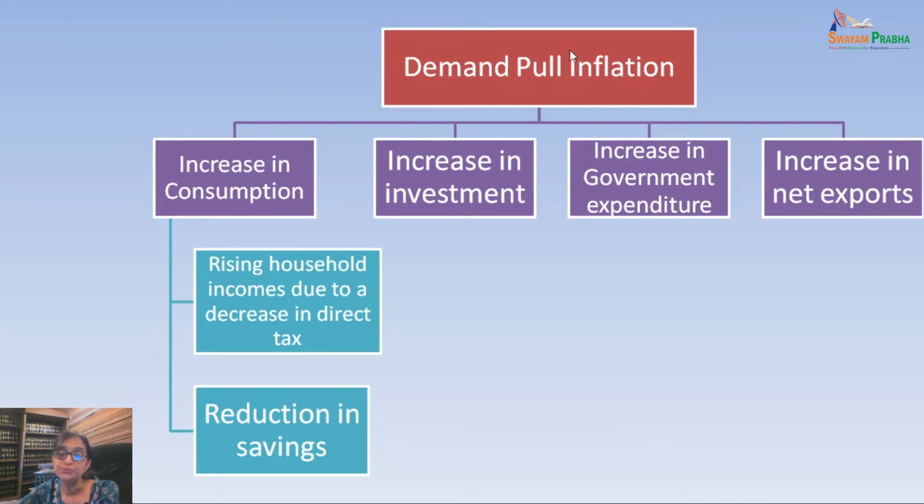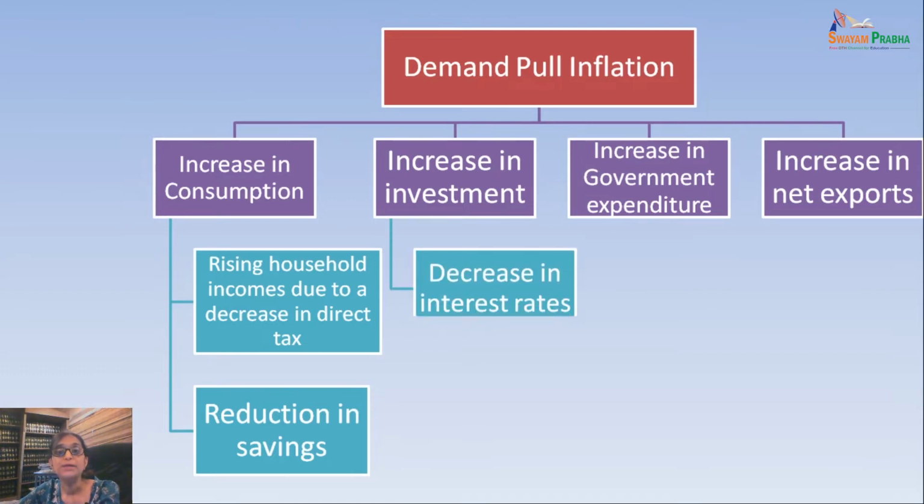So this is from the side of households, which pulls up the aggregate demand curve, leading to inflation. Going to our second component, that is increase in investment. Why do firms increase their investment? Firms might increase their investment because the interest rates have decreased.